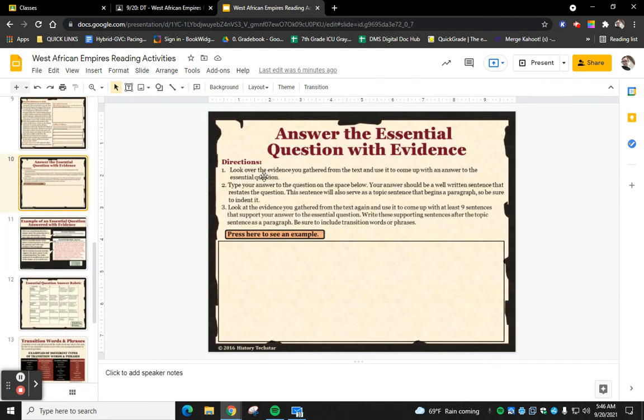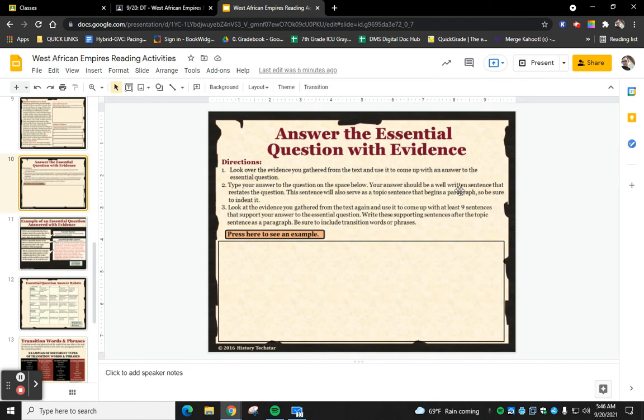And now, we're going to answer the essential question with evidence. So you're going to look over the evidence you've gathered from the text, and you're going to use it to come up with an answer to the essential question. You're going to type your answer to the question in the space below.